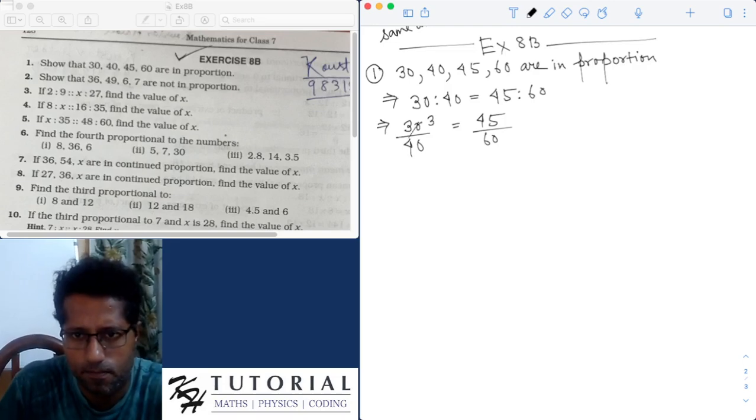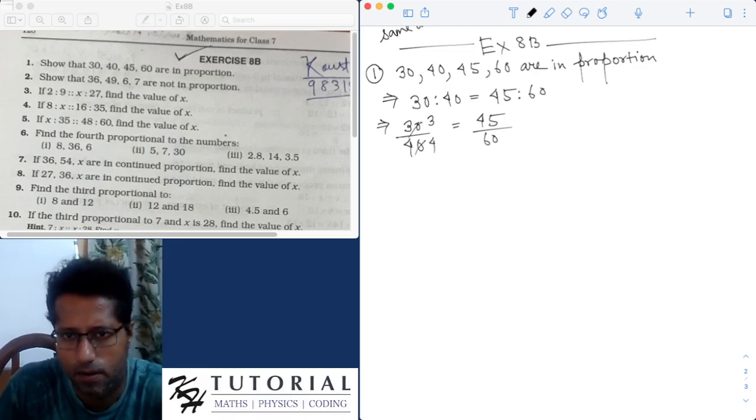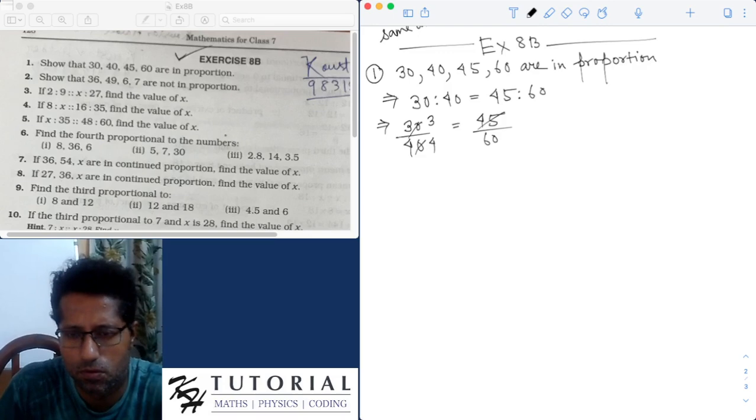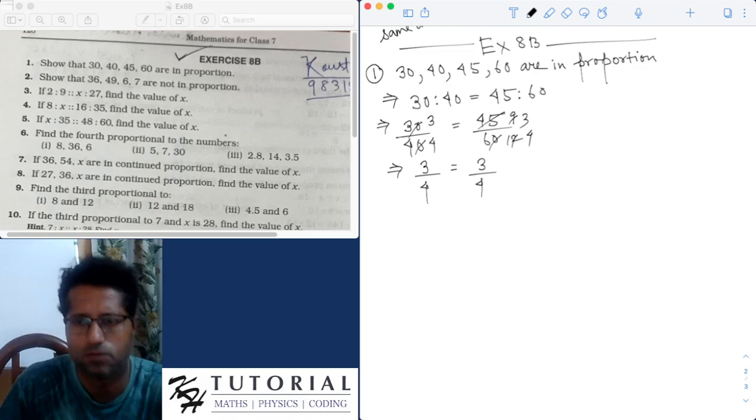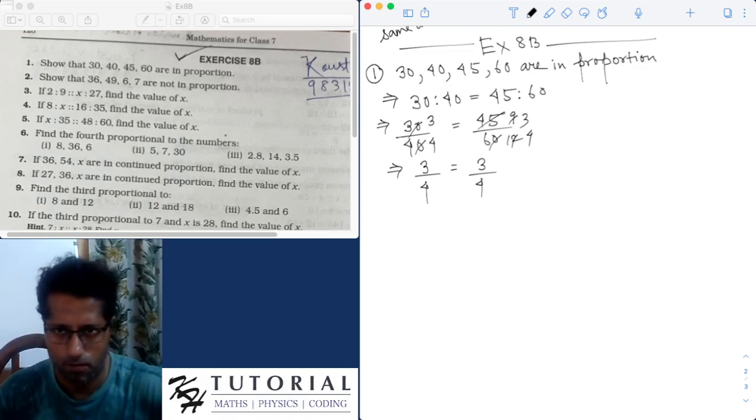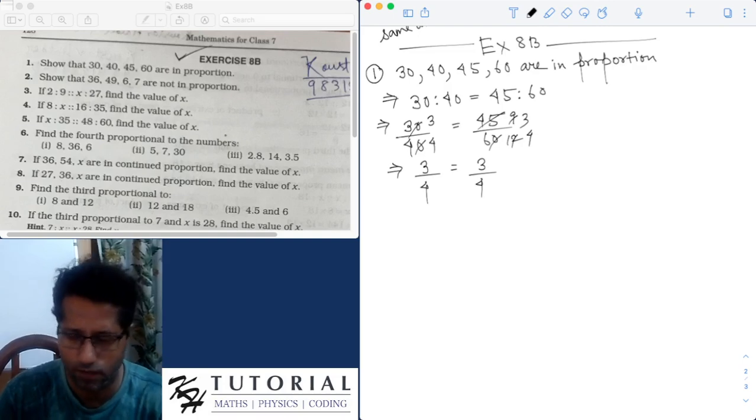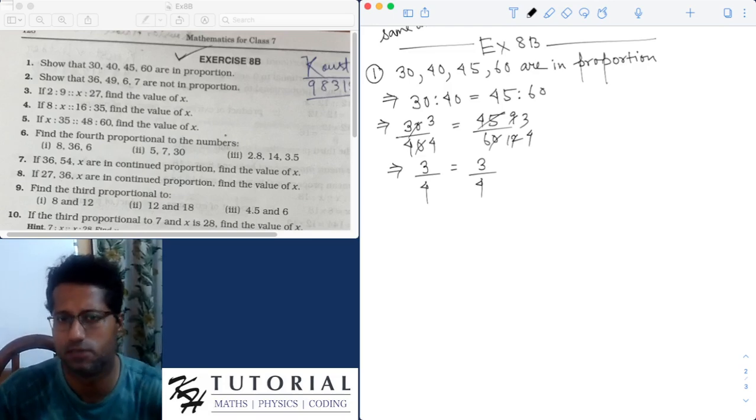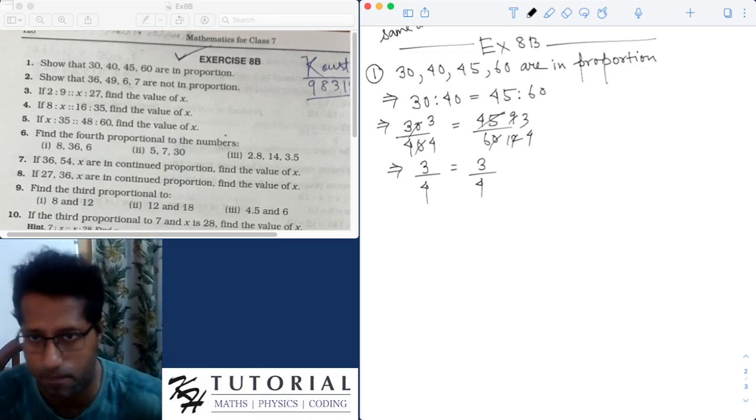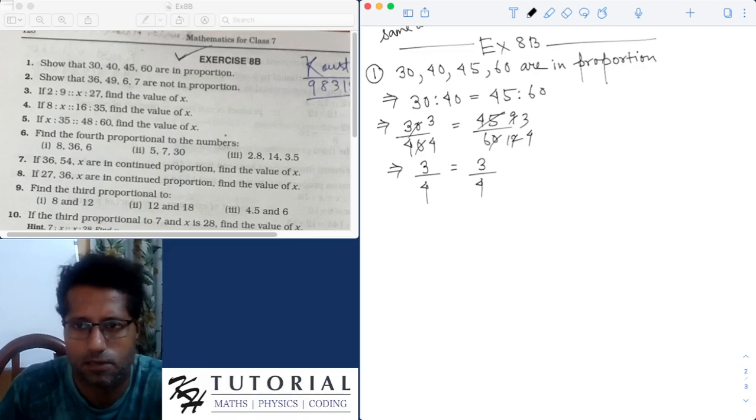Now this is 3 by 4, and this is 5 nines are 45, 5 twelves are 60, so 3 by 4. So we are having on both sides 3 by 4 equals 3 by 4. So they are in proportion. We see that the ratio 30 is to 40 is equal to the ratio 45 is to 60. So here 30 is the first term, 40 is the second term, 45 is the third term, and 60 is the last term or the fourth term.